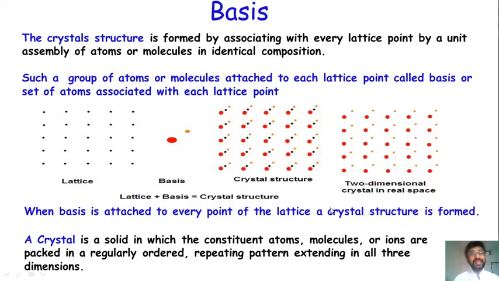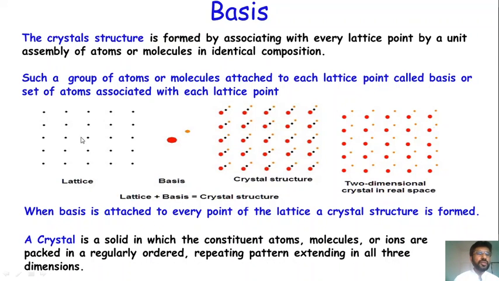Okay. Now the second parameter that is important for the formation of the crystal structure. The crystal structure is formed by associating every lattice point with a unit assembly of atoms or molecules in identical composition. For the formation of a crystal structure, the atoms or molecules should be composed with each other. That means there should be a unit assembly of the atoms or the molecules in identical composition.